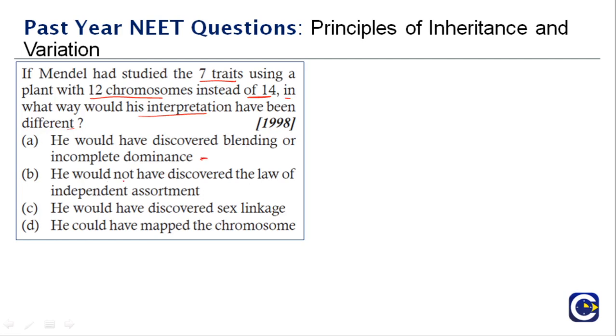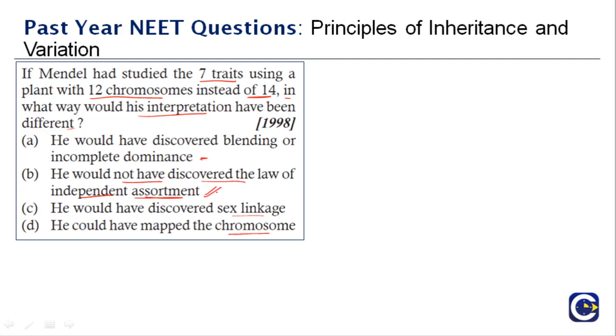He would not have discovered the law of independent assortment. He would have discovered sex linkage. He could have mapped the chromosomes. So what do you think would be the correct answer? The correct answer is he would not have discovered the law of independent assortment.